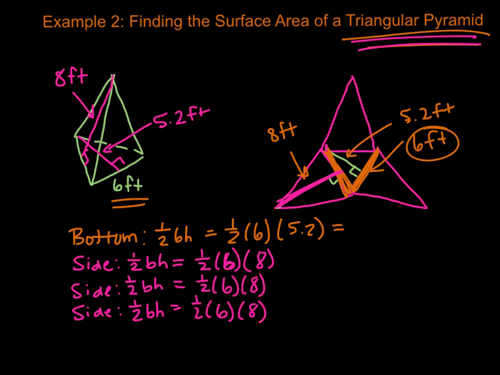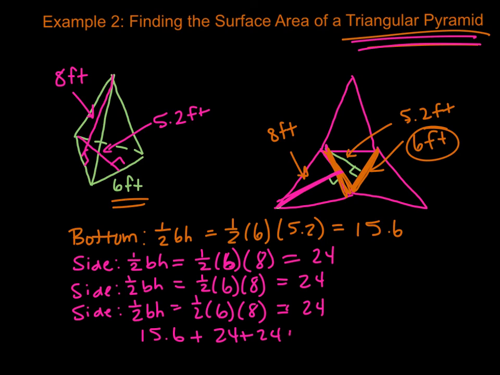Okay, so I'm just going to do the math out for you real quick. If you took 1/2 and multiplied it by 6, you'd have 3. 3 times 5.2 ends up being 15.6. And then you could either take 6 times 8 first, or you could take 1/2 times 6, which is 3. 3 times 8 is 24. So that means all of these will equal 24. And then you just simply add them all up. So I have 15.6 plus 24 plus 24 plus 24. And again, you're all going to have different ways of evaluating it and getting the final answer. But your answer should be 87.6 feet squared.